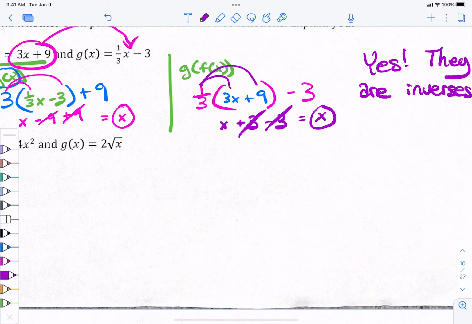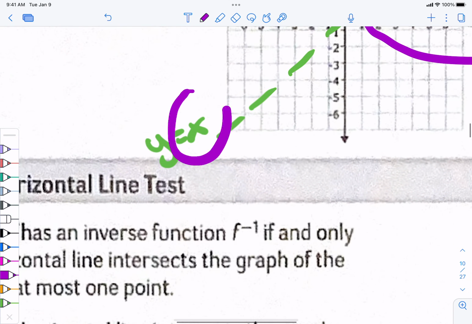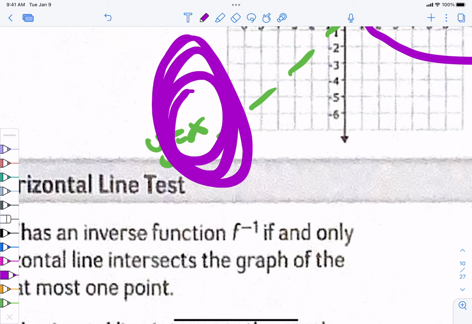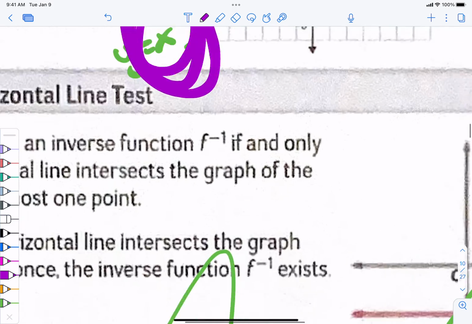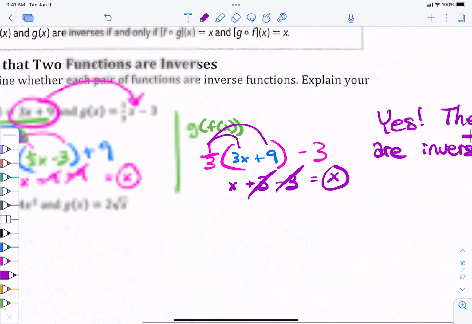Now, it is not true that if they come out to be the same number, they're inverses. Like if one comes out to be 4 and the other one comes out to be 4, that's not necessarily true, right? If they both come out to be x, it has to be x every single time. Do you know why it has to be x? What's the name of the magical dotted line that they're reflected across? Y equals x, right? So when you plug them into each other, they come out to be x. And if they do, then they are inverses.